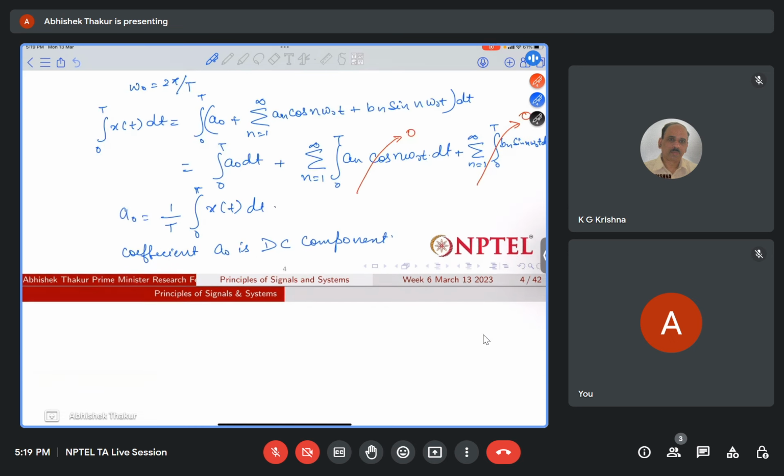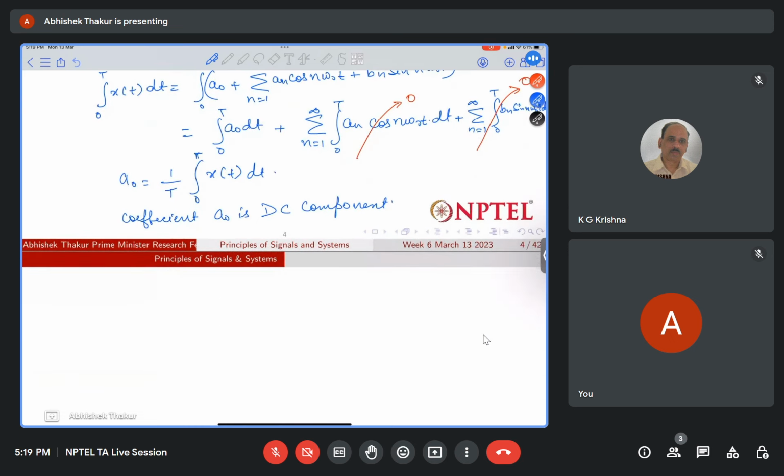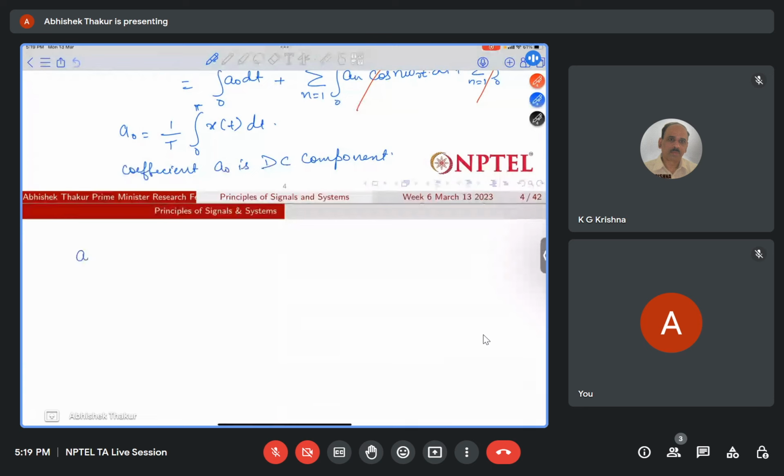Similarly, if you do some simplification, you will get an is equal to 2 by T0 integral of x(t) cos(n omega naught t) dt, and bn is equal to 2 by T0 integral of x(t) sin(n omega naught t) dt.